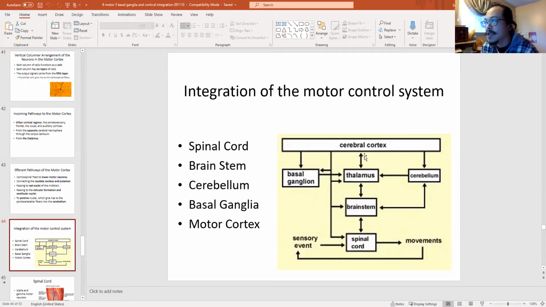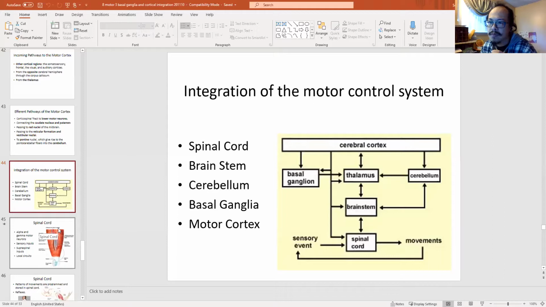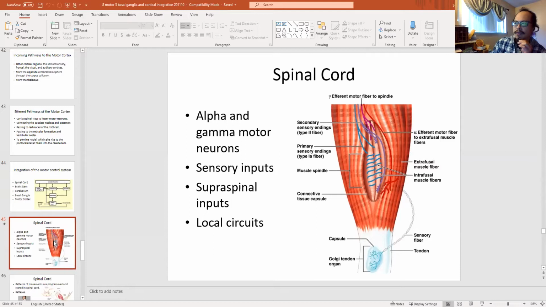So that's that. I will use the following 7-8 slides to give you an overview of what we have learned about this motor system. In the lower motor area, we learned about the lower motor area in the spinal cord. And this is about motor control. So this is about the skeletal muscle.